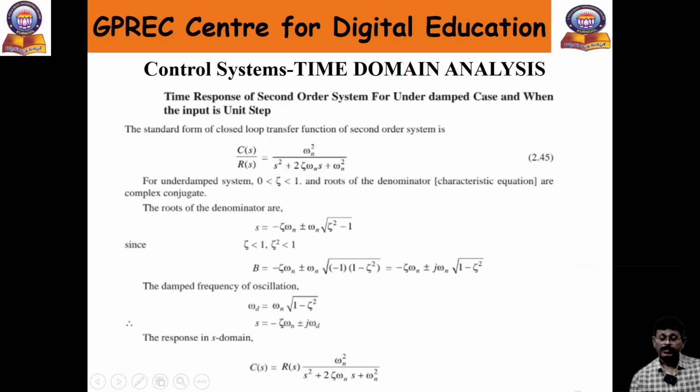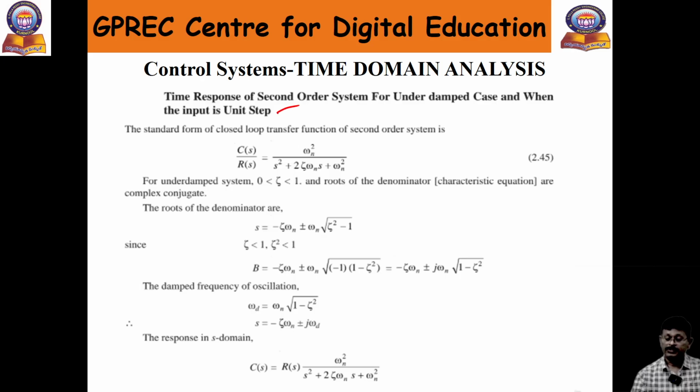So these are the time responses of a second order system using the unit step. You are using only the unit step. I told you, now you are using only the unit step to find the response of the system. In this case, I am using only the unit step function, not the ramp, parabolic or impulse. The time response of the second order system, you can see, is for the underdamped case when the input is a step input.